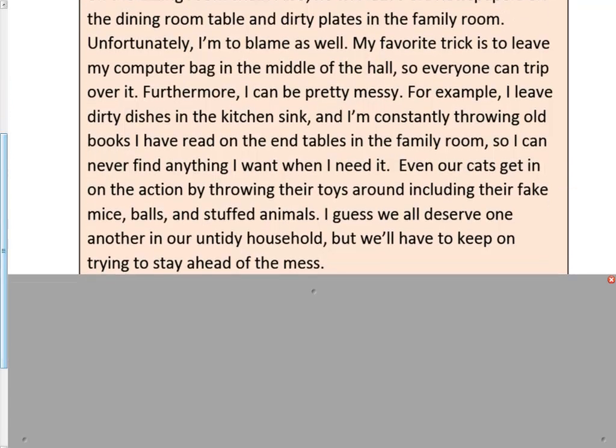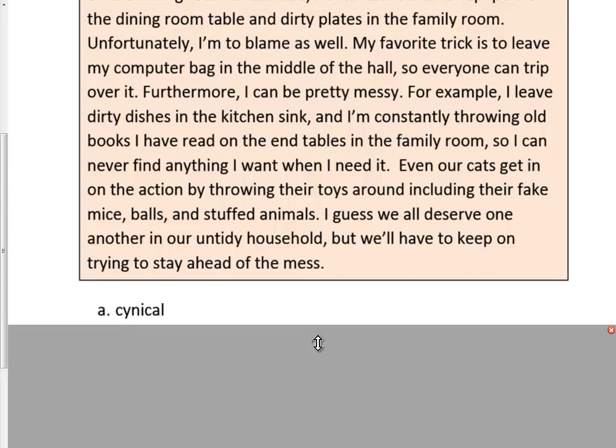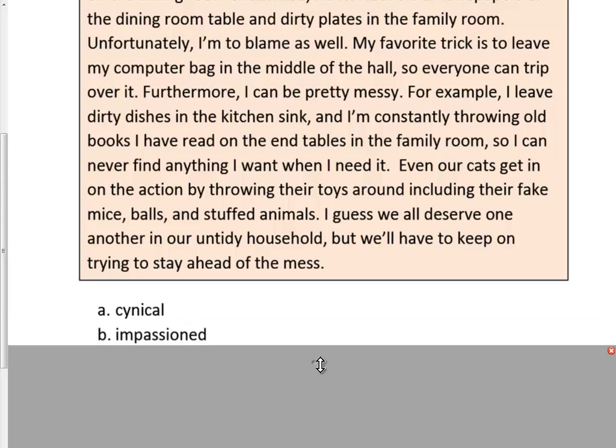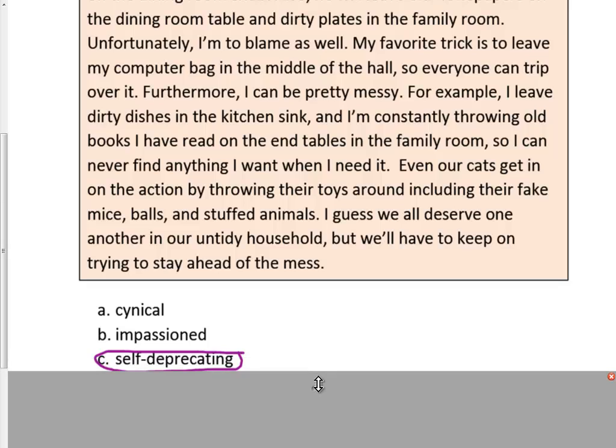Okay, now what do you think the author's tone is in here? Cynical? Well, is the author distrusting of anyone? Does he or she mention that? No. Is the author impassioned, filled with passion about keeping the house tidy or finding a way to cure cancer or something like that? No, the author just says, I guess we'll just have to keep on trying to stay ahead of the mess. She doesn't seem to be too impassioned about anything.